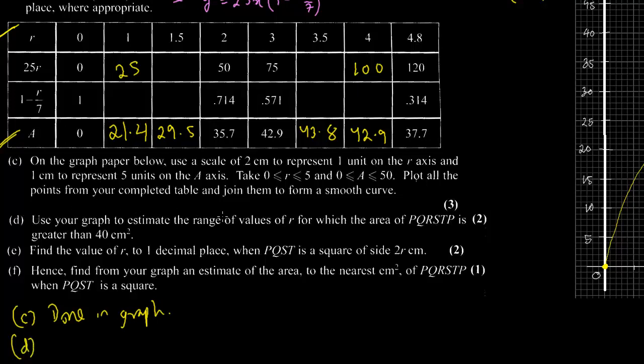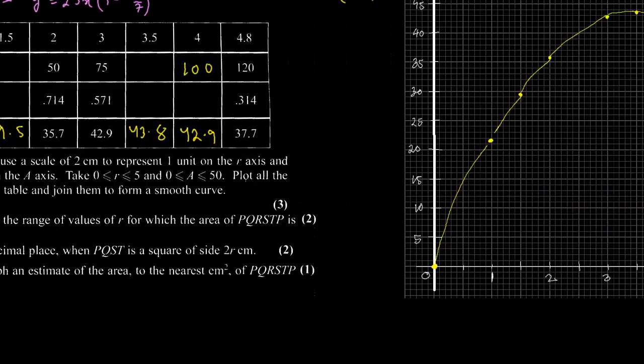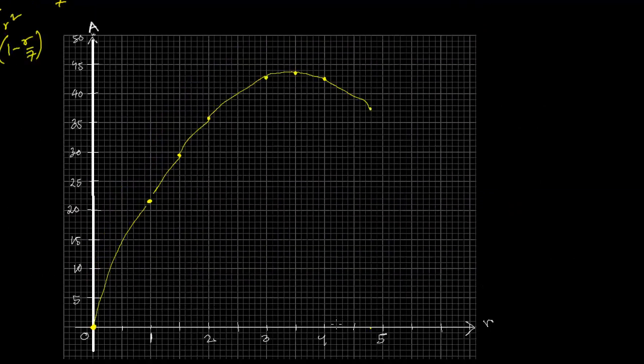Use the graph to estimate the range of values of R for which the area is greater than 40 centimeters squared. Now remember, the y coordinate is the area. So greater than 40, that means you have to draw a line here and label it. This is area is 40, like y equals 40.